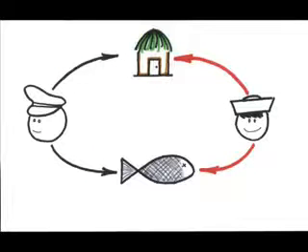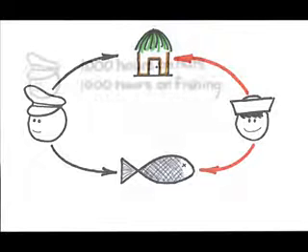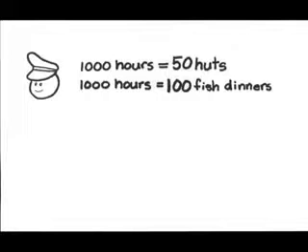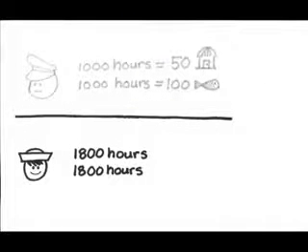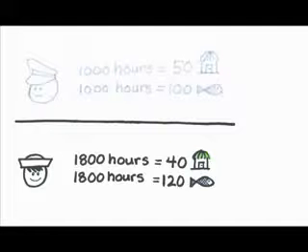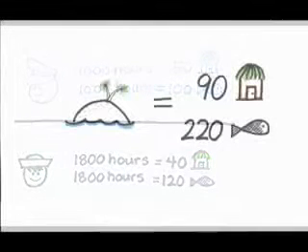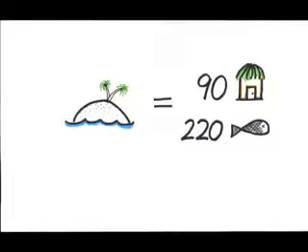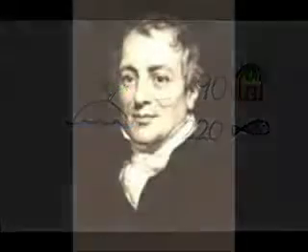Let's say that the two producers each split their resources, time, evenly among the two products. Skipper will spend 1,000 hours on hut building and 1,000 hours on fish dinners. In the end, Skipper builds 50 huts and creates 100 fish dinners. In the meantime, Gilligan will spend 1,800 hours on hut building and 1,800 hours on fishing. Ultimately, he will build 40 huts and create 120 fish dinners. In total, the overall island production between the two producers is 90 huts and 220 fish dinners. Now, what would David Ricardo say?